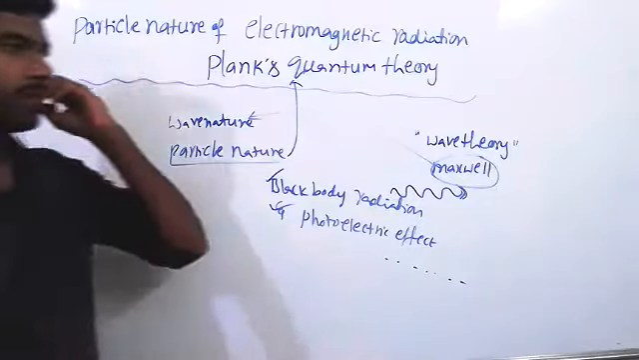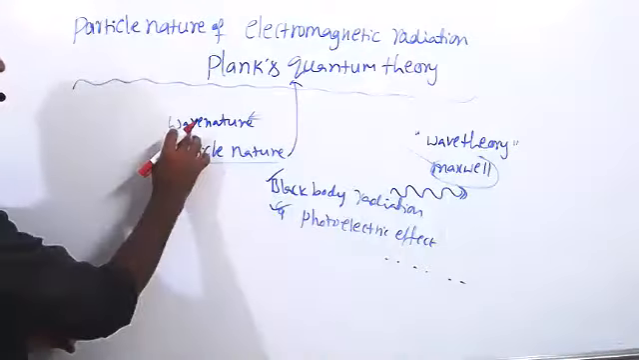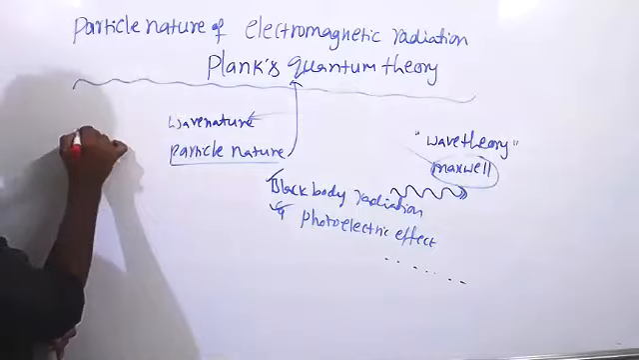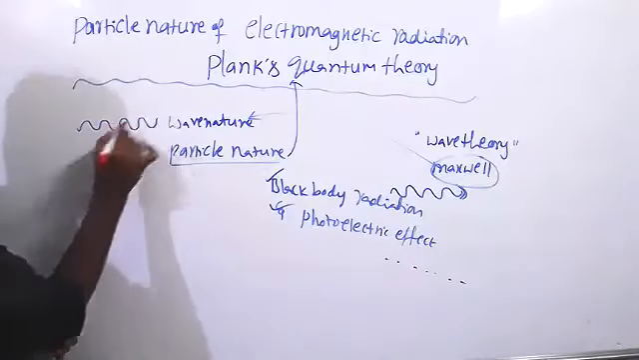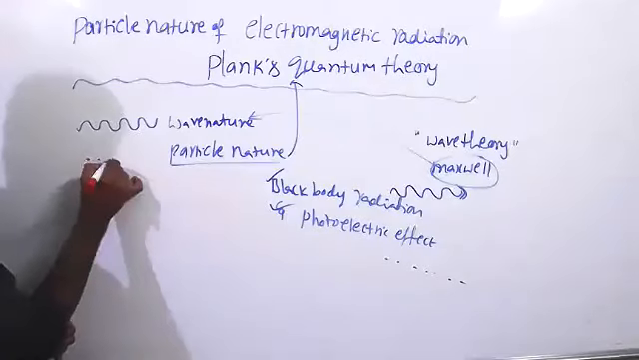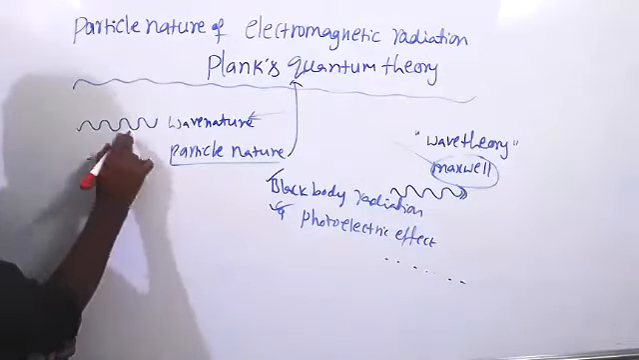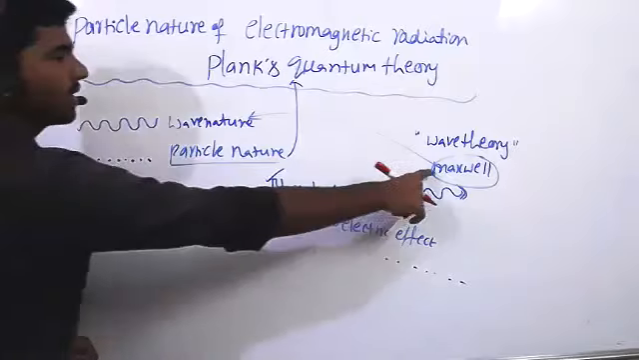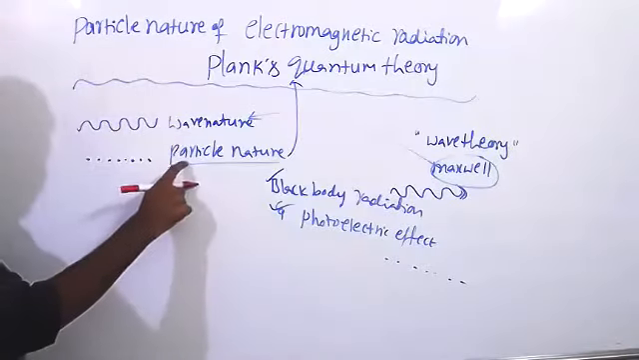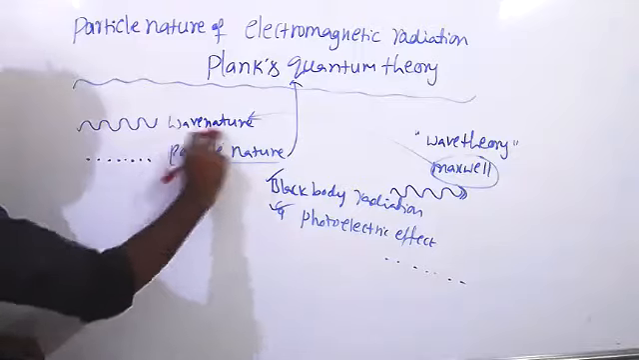See, light has two natures. One is wave nature, another is particle nature. In wave nature, the light is moving like a wave. In particle nature, light particles are moving just like particles. The wave theory was given by Maxwell. Particle nature is given by Planck, in Planck's quantum theory.